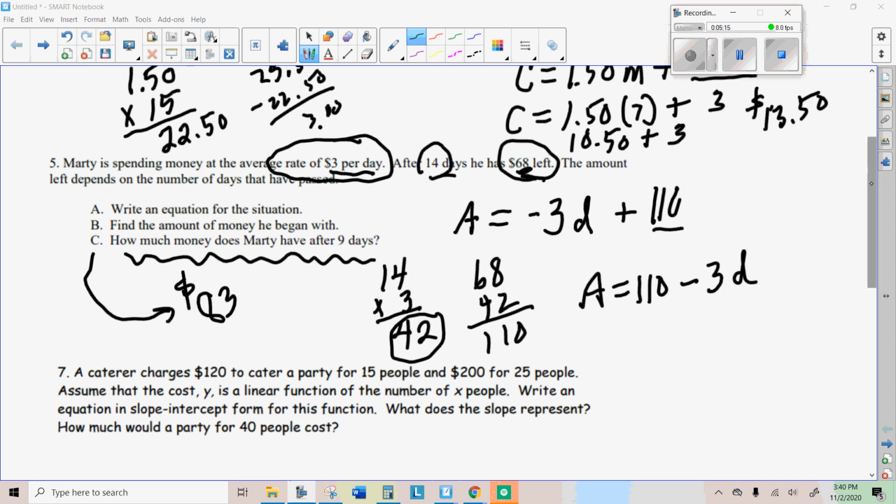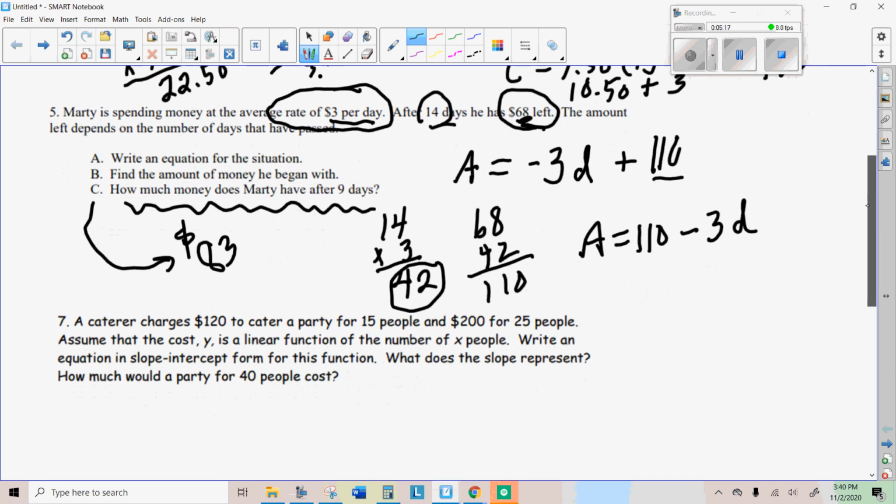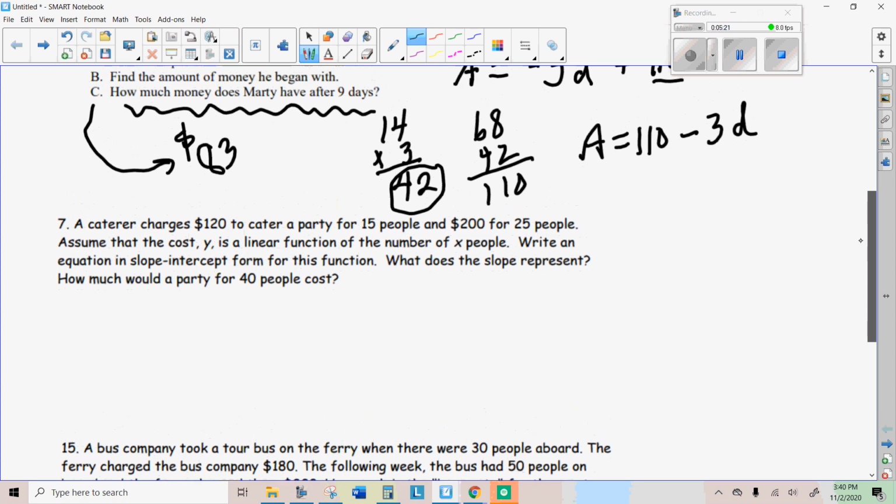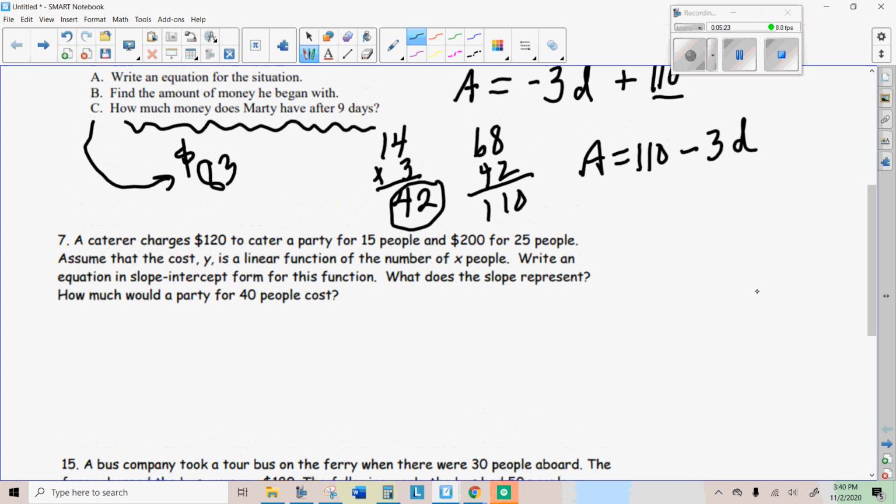All right, you should have had that. Marty had $83 left after 9 days. All right, let's try one more problem. A caterer charges $120 to cater a party for 15, $200 for 25. Assume that the cost y is a linear function of the number of people.